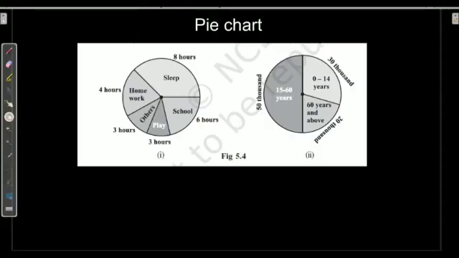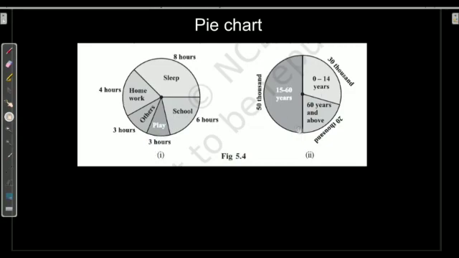In this video we will learn about another type of graph that is called the pie chart. So this is the pie chart. There are two different types of pie chart. This pie chart shows a student spending 24 hours. So how is he spending his 24 hours? 8 hours sleeping, 4 hours homework, 3 hours others, 3 hours play and 6 hours school.